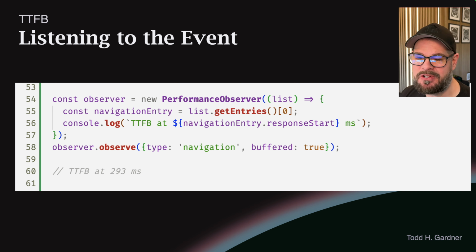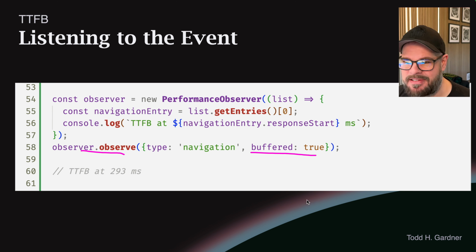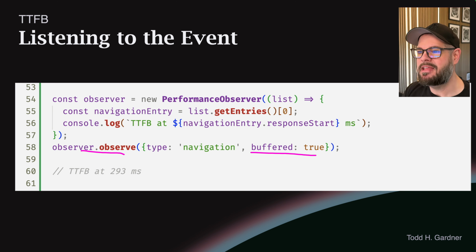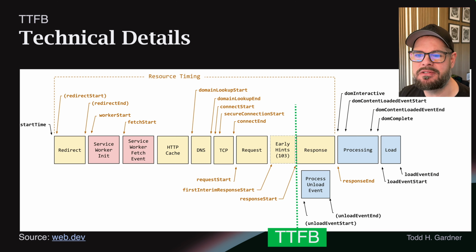Now, the Performance Observer isn't running at the time that TTFB fires. It happens historically. And so when we start up our observer with observer.observe, we remember to attach the buffered true property. This lets us get information about performance events that have happened in the past so that we can pull them forward and actually report on them and do interesting things.